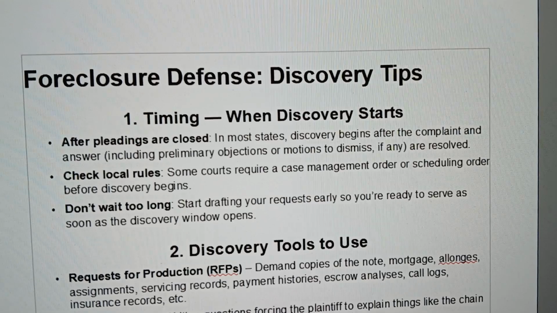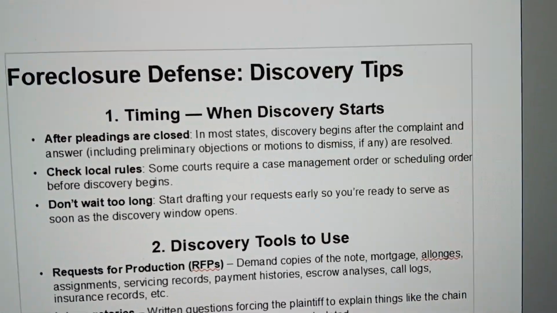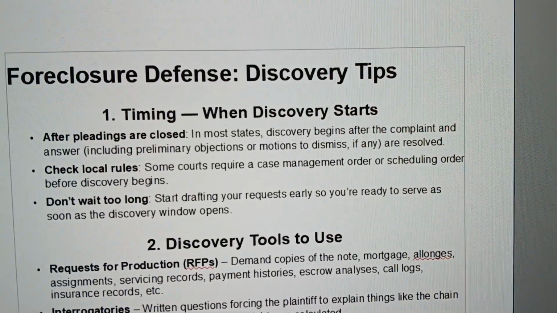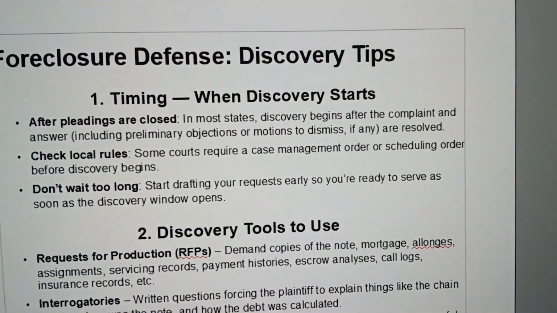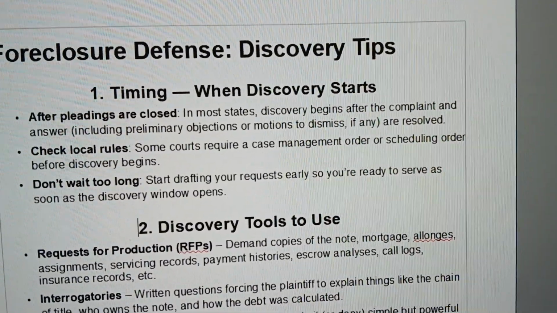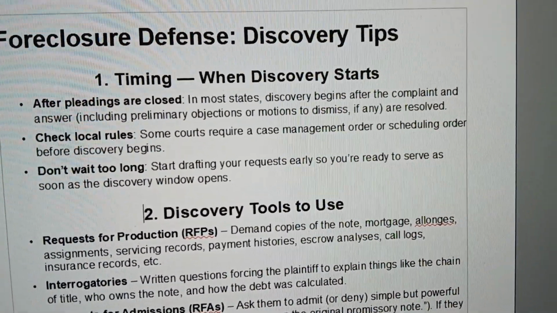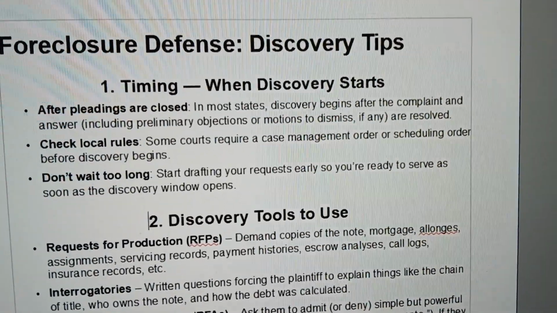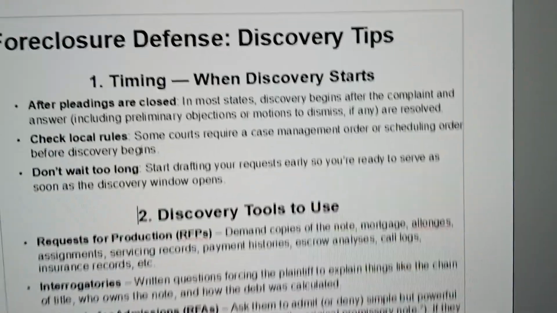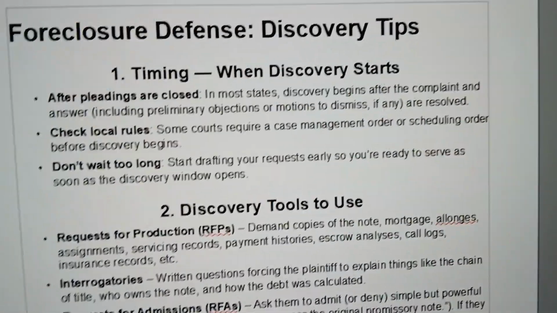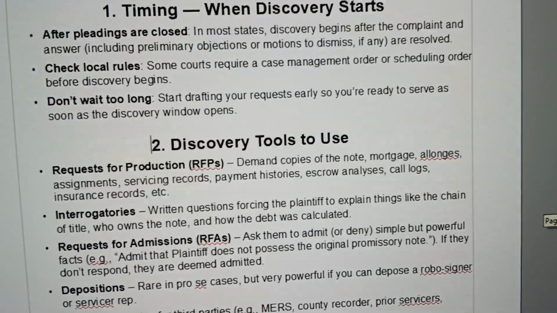Timing, when discovery starts. The time to file discovery with the other side is after pleadings are closed. In most states, discovery begins after the complaint and answer, including preliminary objections or motions to dismiss, if any, are resolved. Check your local rules. Some courts require a case management order or scheduling order before discovery can begin. Don't wait too long. Start drafting your requests early so you're ready to serve them as soon as the discovery window opens.